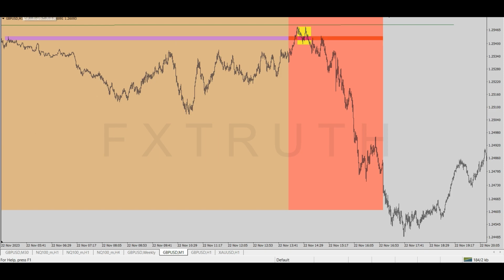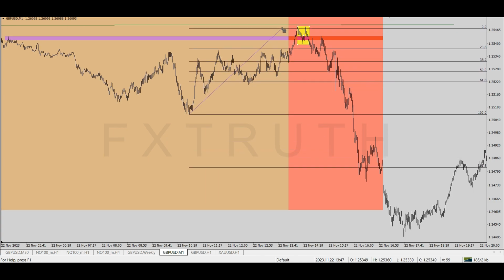So let's see. If you enter here, you put your stops here around 100 pips. That'll be where your stops is. So your take profits will be around here, 332 pips right there. So let's say you use the fib extension. You can use the fib extension from this low to that particular high.